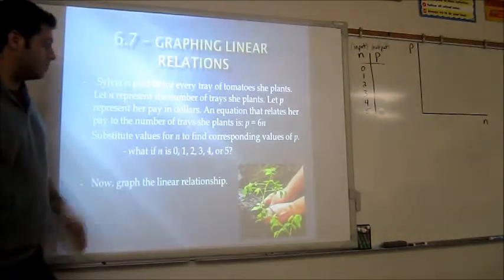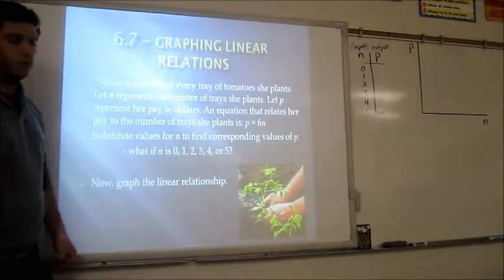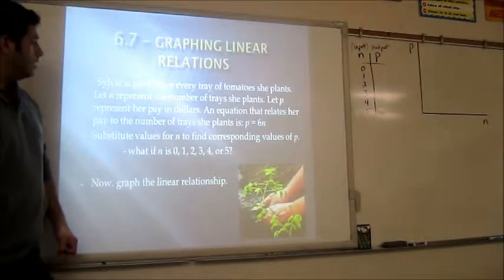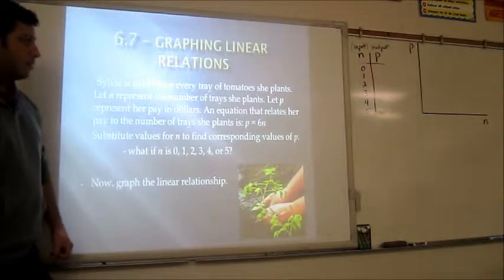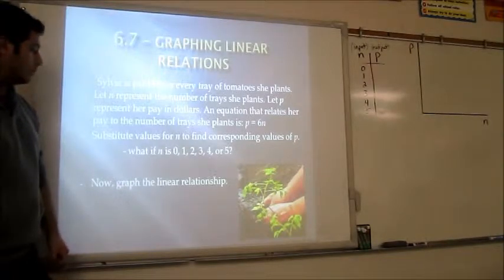So now let's take this problem and we'll do just that. We'll create a table of values and we will graph those values. Sylvia is paid $6 for every tray of tomatoes she plants. Let's let N represent the number of trays she plants and let P represent her pay in dollars. An equation that relates her pay to the number of trays she plants is P is equal to 6N.